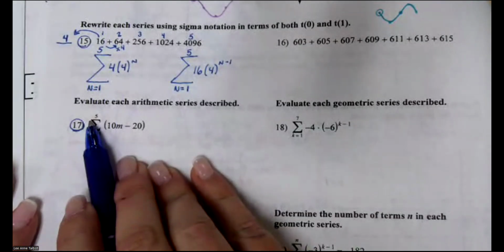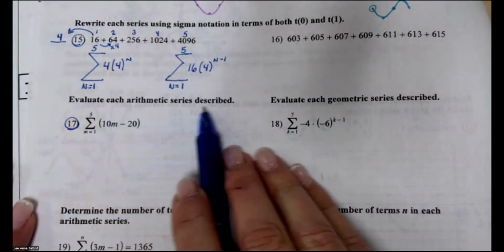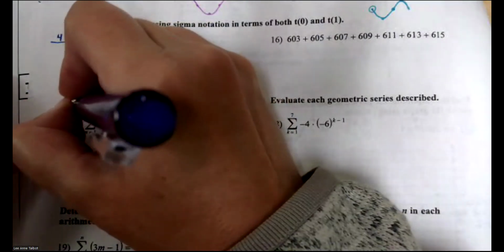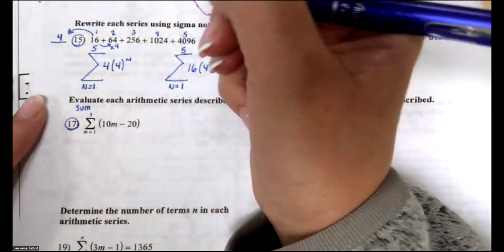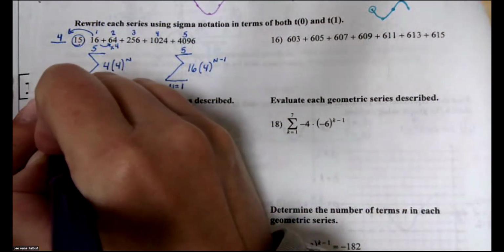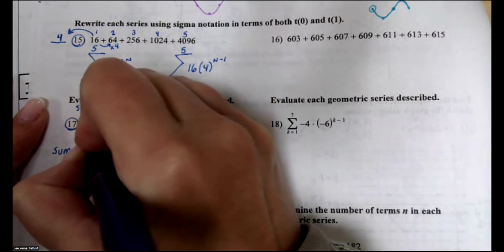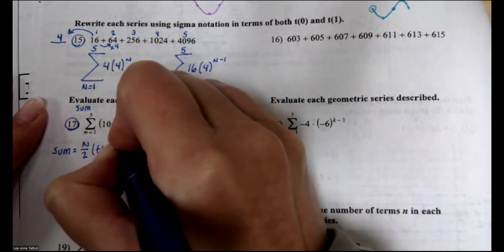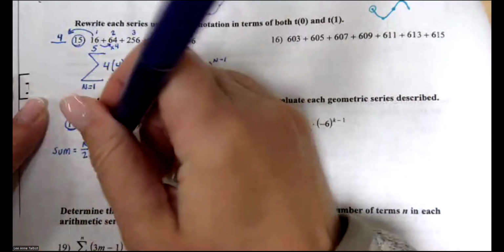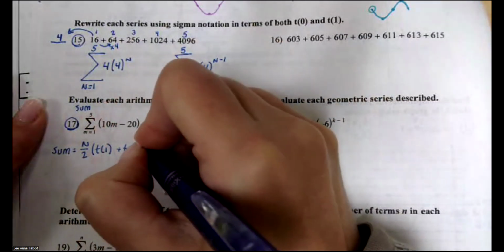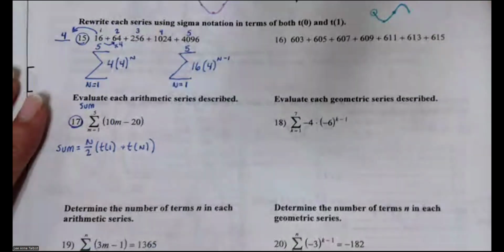Number 17, evaluate each arithmetic series described. Evaluate means find the sum. So every time you see that word evaluate, that means find the sum. And the sum formula for an arithmetic is n over 2 times first term plus last term.